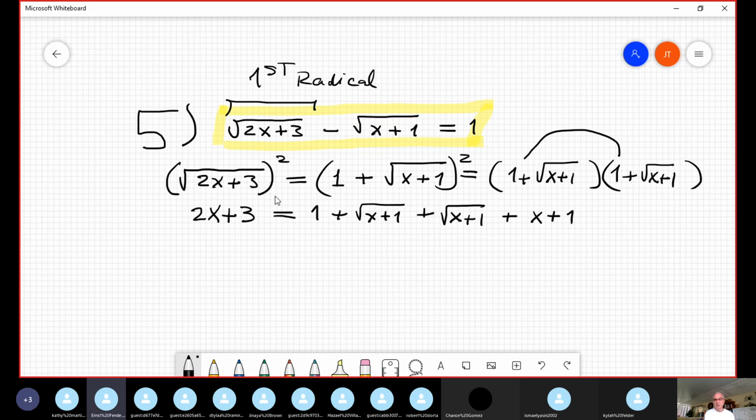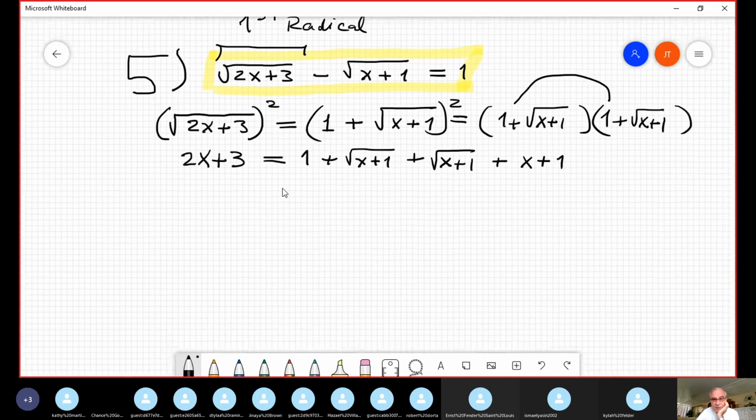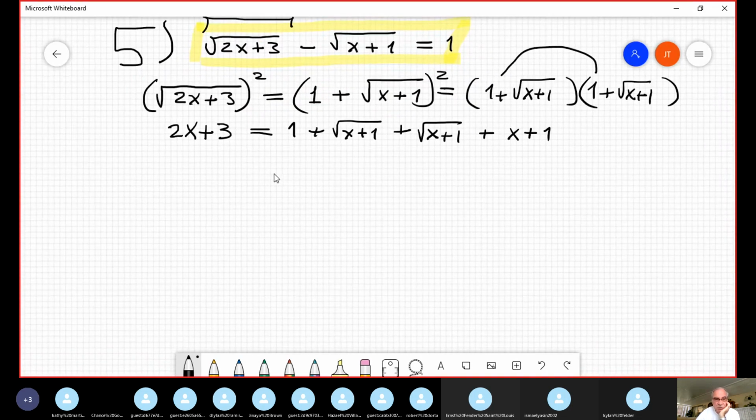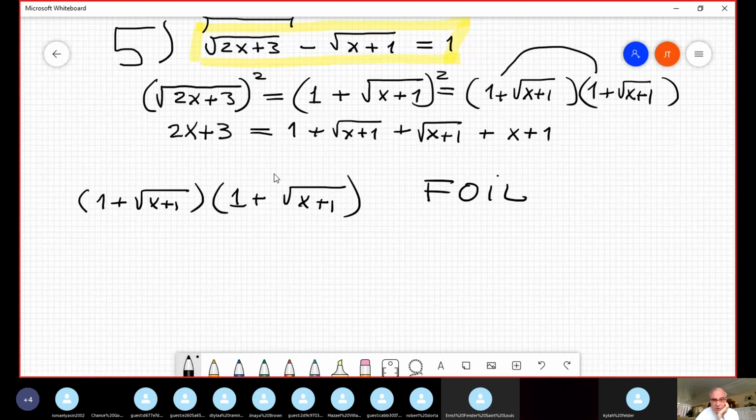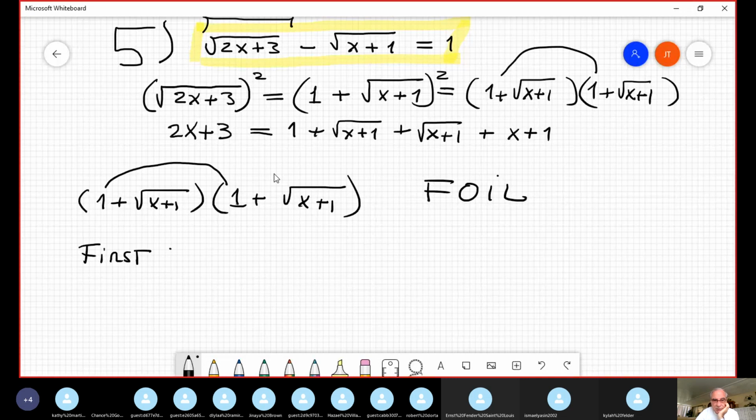Okay, now combine. No, I don't understand this second part. Okay, no problem, I explain to you in detail. Look at that. We are doing the following multiplication: 1 plus radical x plus 1 times 1 plus radical x plus 1. And you remember FOIL, correct? FOIL means first is 1 times 1, is 1. O is outer, this guy times this guy, and 1 times radical is obviously the radical.